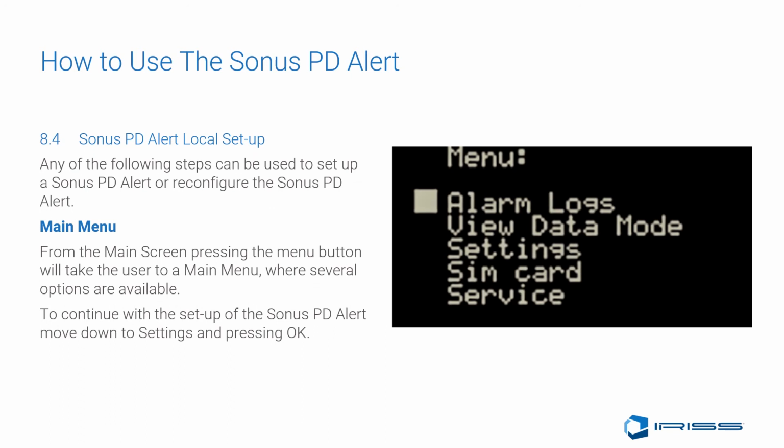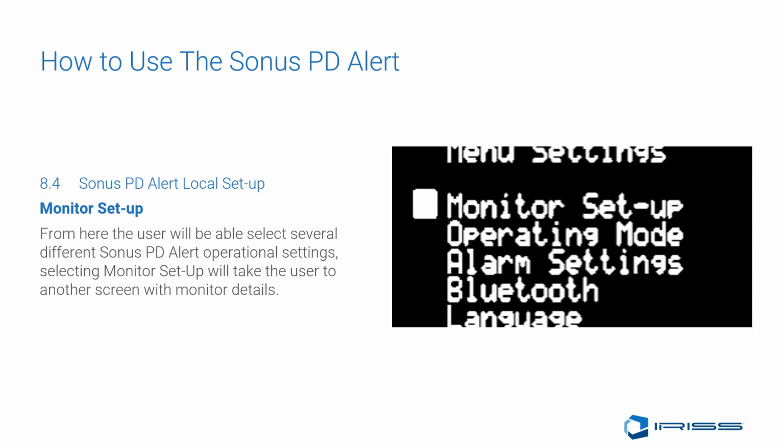Any of the following steps can be used to set up the Sonos PD Alert or reconfigure it. The main menu. From the main screen, pressing the menu button will take the user to a main menu where several options are available. To continue with the setup of the Sonos PD Alert, move down to Settings and press OK. Monitor setup. From here, the user will be able to select several different Sonos PD Alert operational settings. Selecting monitor setup will take the user to another screen with more monitor details.